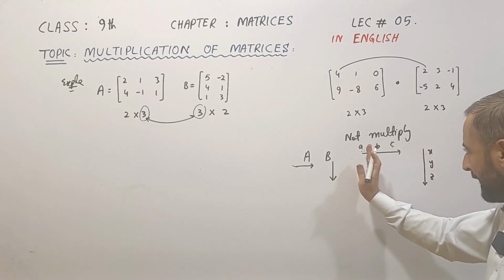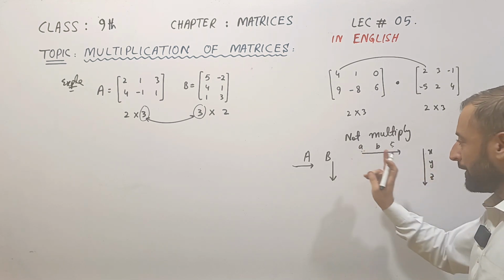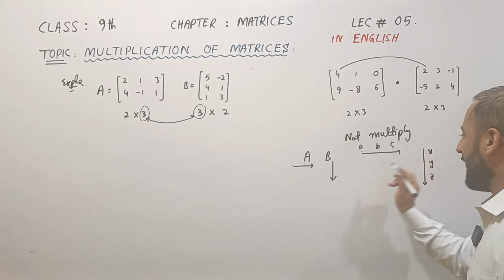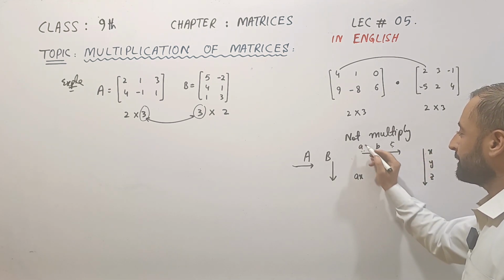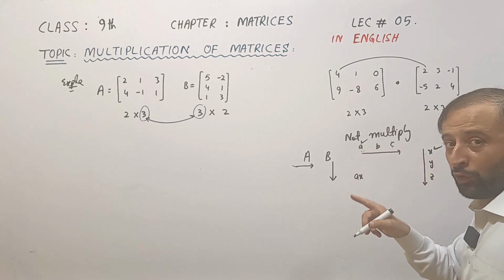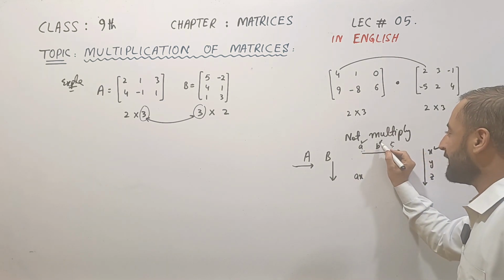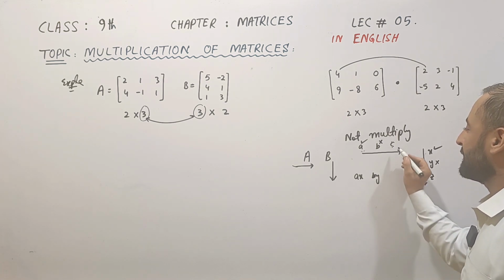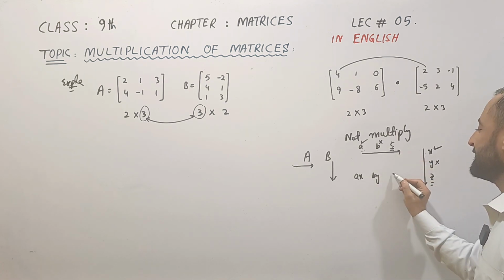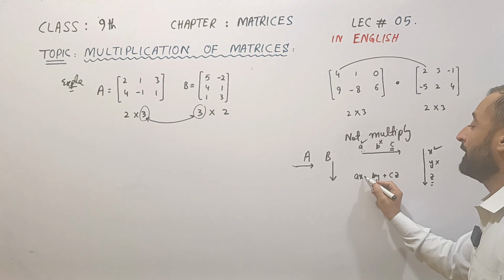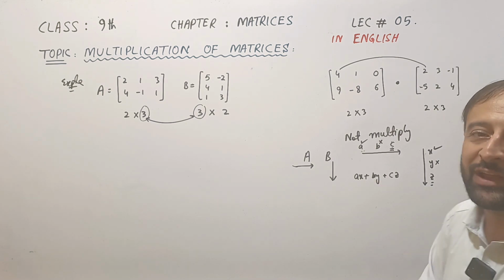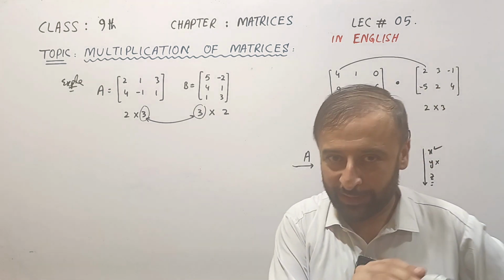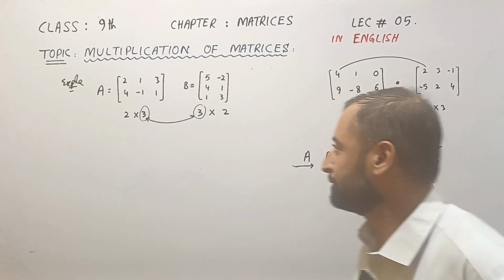So if you want to multiply this row with this column, multiplication will mean A into X, first element of the row with first element of the column, second element of the row with second element of the column, and similarly these two, C into Z, and then they will be added. This is how we have defined multiplication of a row with a column.